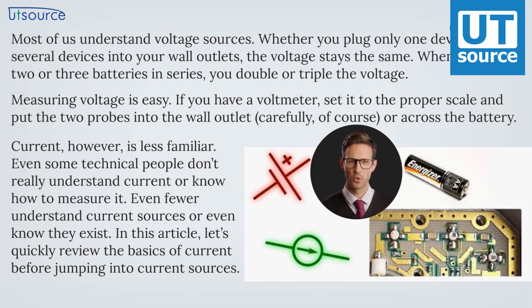Most of us understand voltage sources. Whether you plug only one device or several devices into your wall outlets, the voltage stays the same. When you put 2 or 3 batteries in series, you double or triple the voltage. Measuring voltage is easy. If you have a voltmeter, set it to the proper scale and put the 2 probes into the wall outlet, carefully, of course, or across the battery.